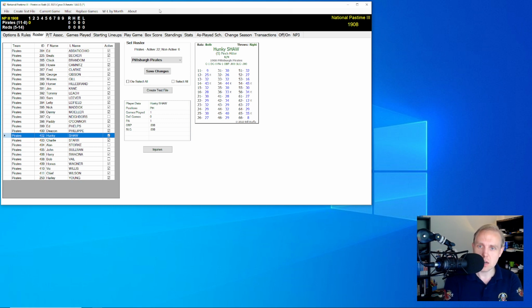We're looking at Hunky Shaw. Hunky Shaw is a pinch hitter for the Pirates. In fact, I might even open up a browser, see if we can't figure out who this guy is. He had one plate appearance in 1908 and didn't get a hit. So this guy could be a pinch hitter. When you're looking at his card, he has two possible hit numbers. It's an 8 and a 9. So if you're going to put him up, you better hope that you're not facing an A pitcher.